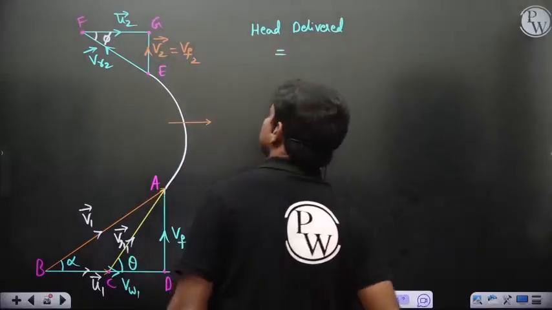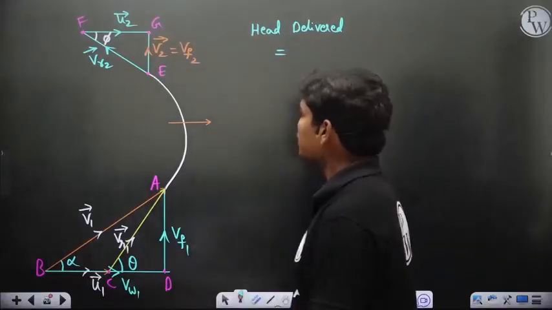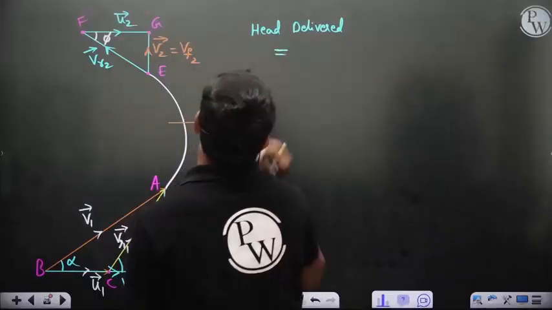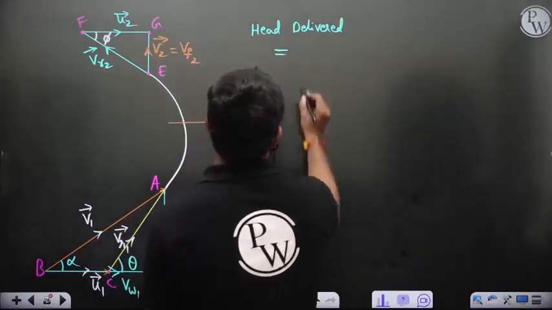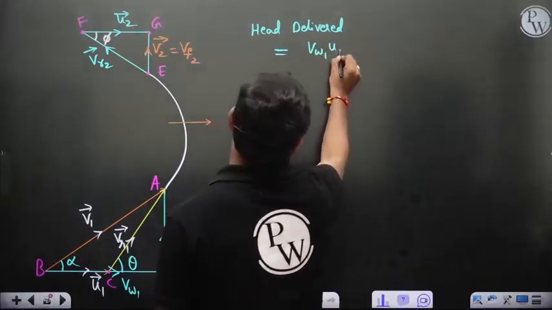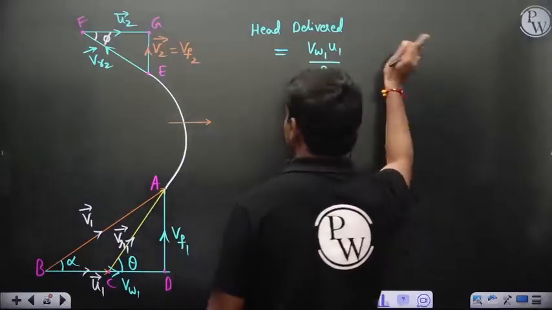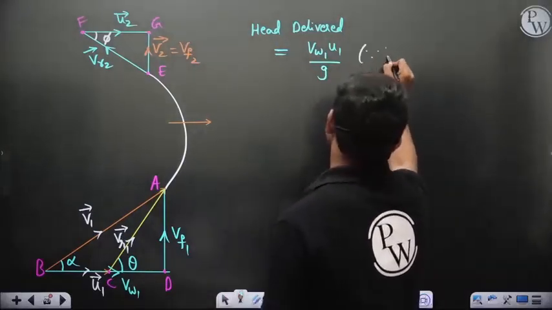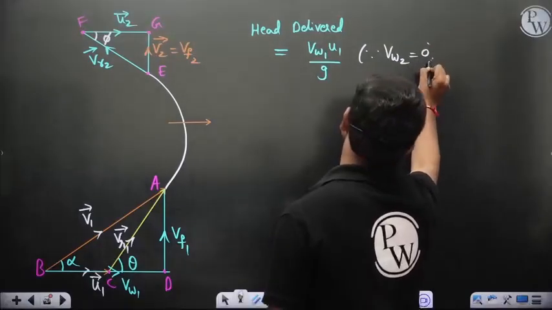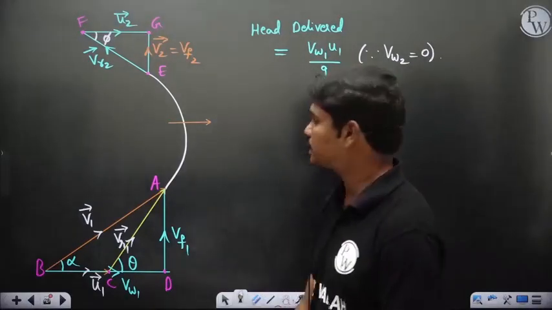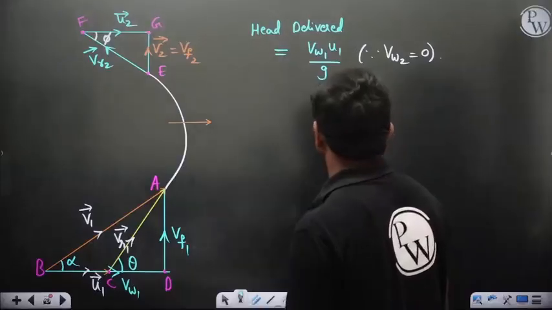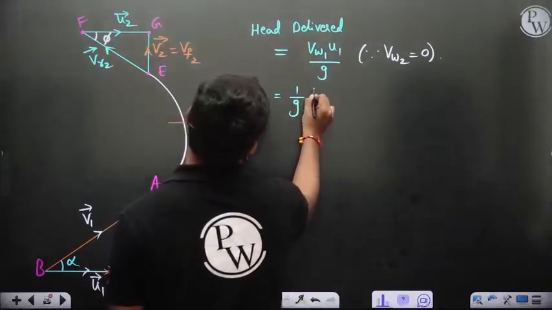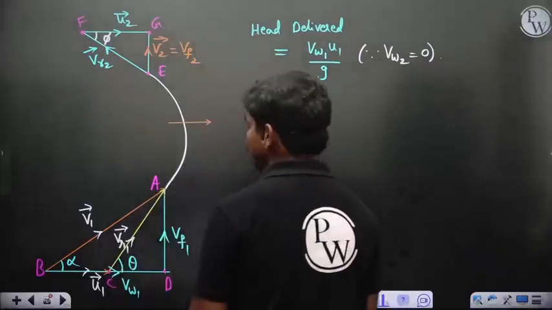So head delivered is equal to, let's see, if head is delivered, then in such case we have VW1 U1 by g, that's all, because VW2 is 0. So VW2 is 0 actually in this case, so VW1 U1 by g. So what is VW1 directly? Let's try to get from these triangles.